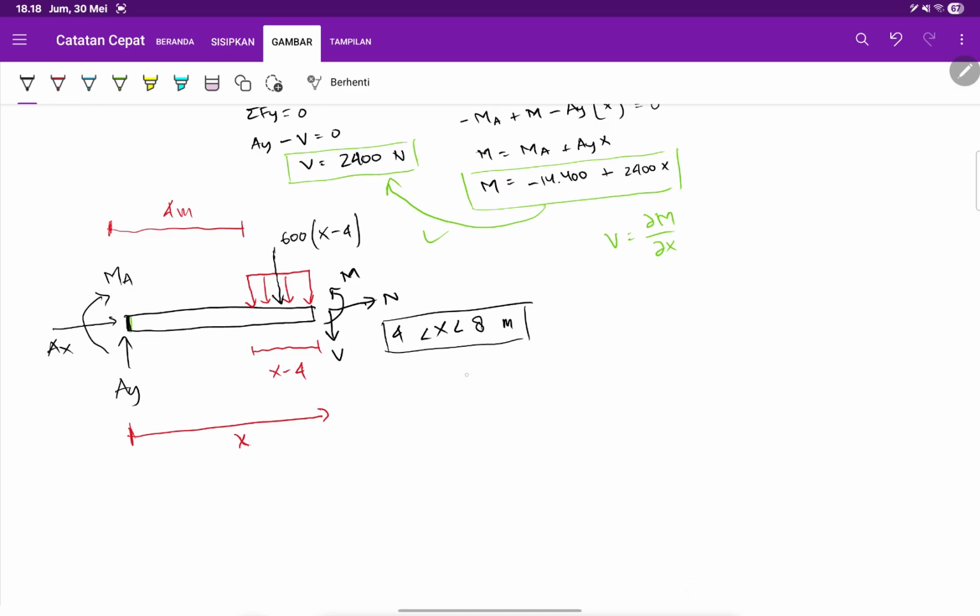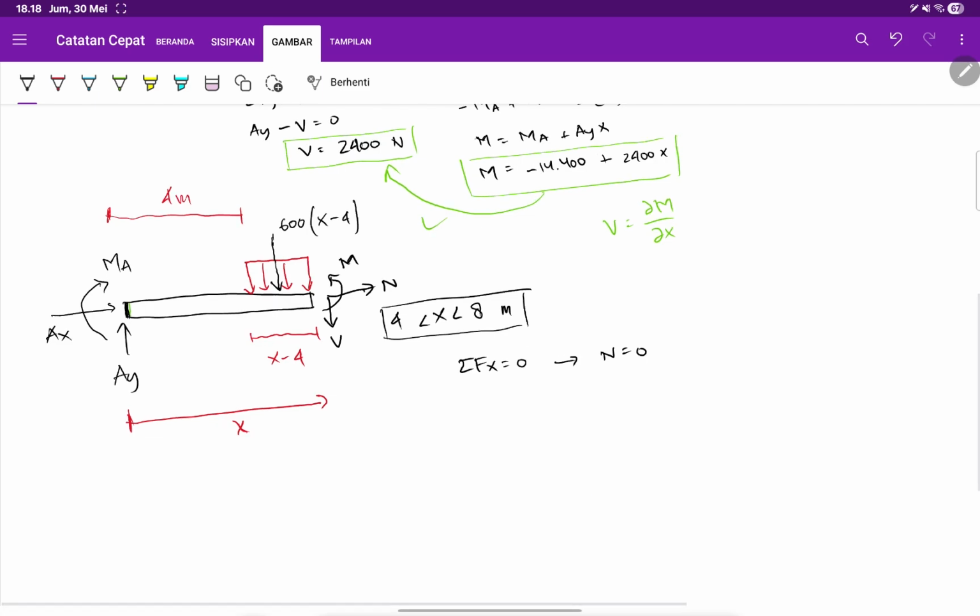Sigma Fx equals 0, and N is also 0. Yeah, this is classical because x is 0. I don't need to explain more. And then you need to find sigma Fy equals 0. Here you have a load. You have AY, and then you have minus 600 times x minus 4, because the height is 600 and the length of the distributed load is x minus 4.